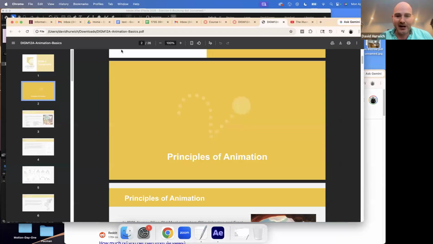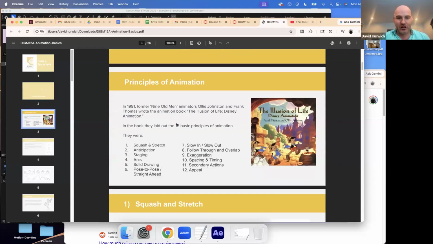So we're going to talk a little bit about animation. And we're going to talk about something called the principles of animation. If you ever talk to any animator or take any basic animation course, I guarantee you they're going to go over these principles of animation. They're very famous, can't get away from them.